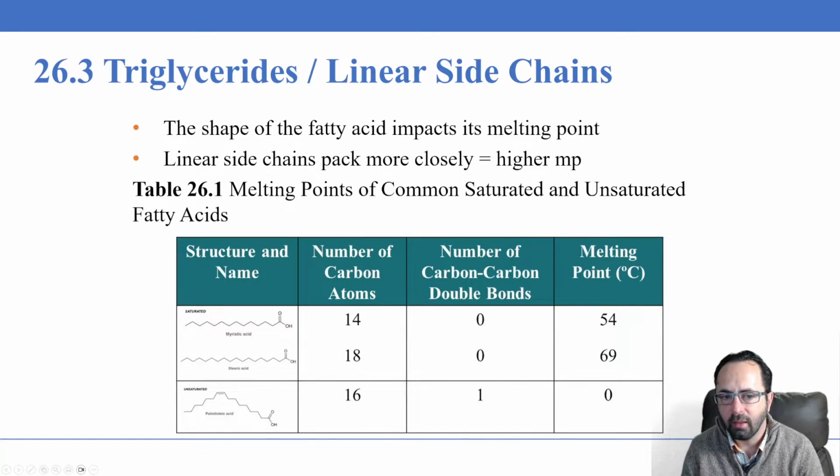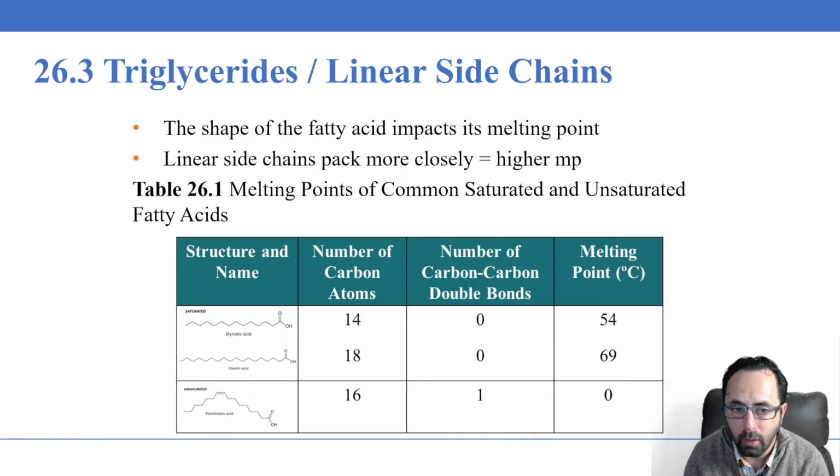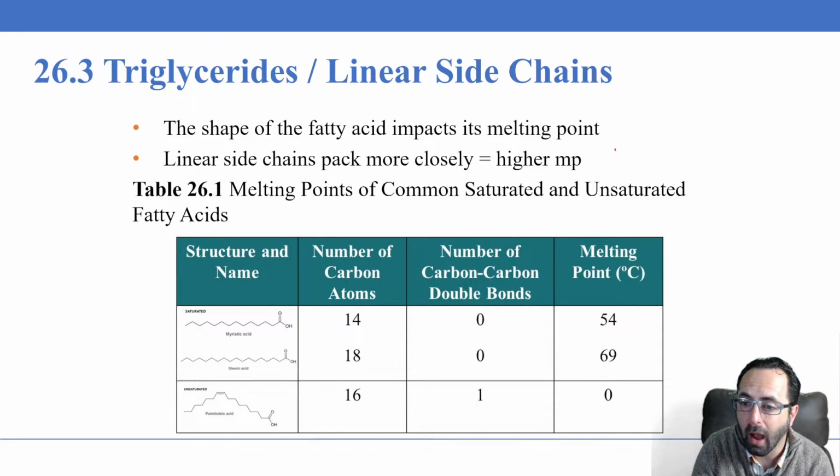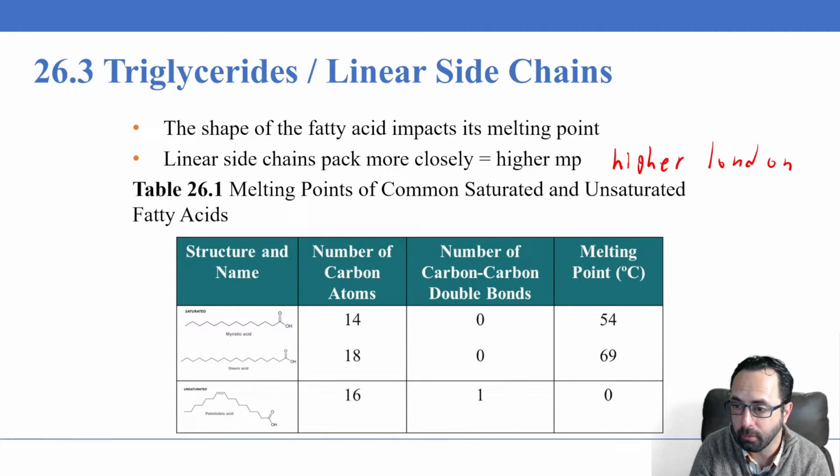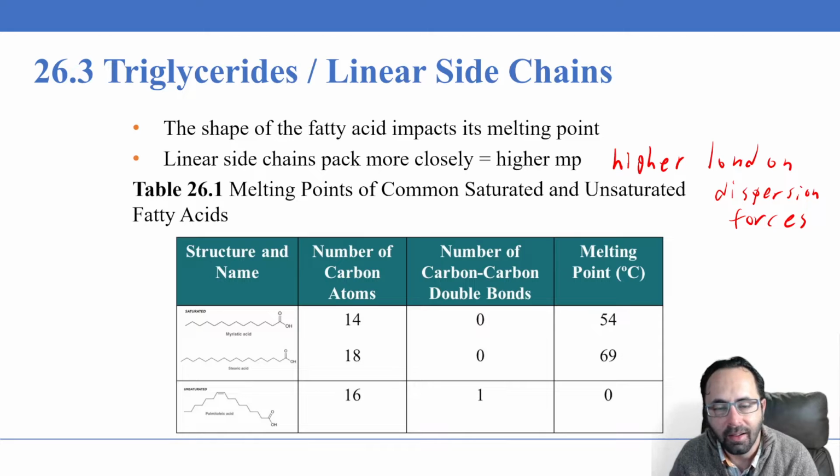So the shape of the fatty acid impacts its melting point. Linear side chains, saturated fats pack more closely. They have a higher melting point. And this is very important due to their higher London dispersion forces. Now, I can guarantee you 100% I will ask you on the final about why saturated fats tend to be solids with higher melting points, and unsaturated fats tend to be liquid at room temperature with lower melting points. It is because of the London dispersion forces between the hydrocarbon chains.